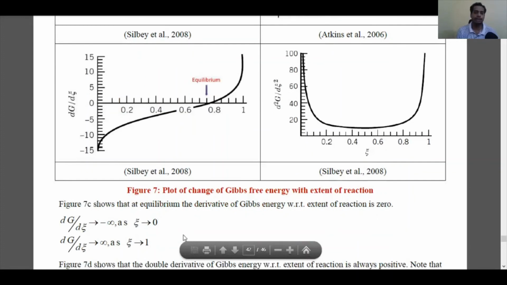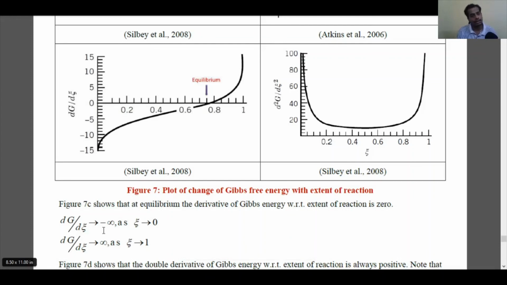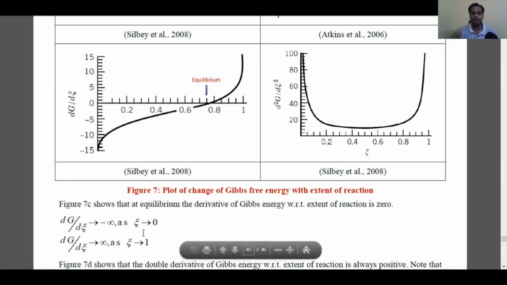What it further says is that the first derivative of Gibbs energy tends towards infinity when extent of reaction is 0. When extent of reaction is 0, the first derivative is negative infinity. When extent of reaction is 1, the first derivative tends towards positive infinity, and at equilibrium the first derivative gives value 0. Now what about the second derivative?